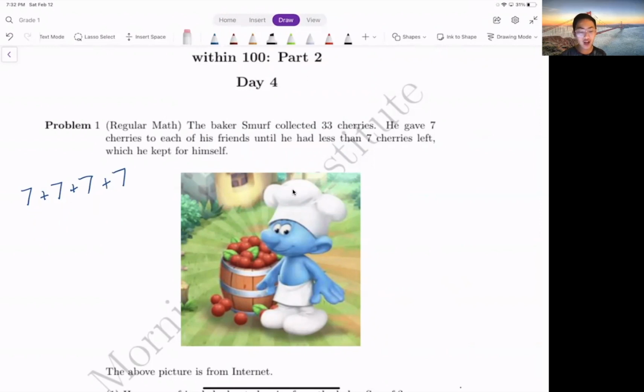And now let's subtract 1 seven, and what we're left with is 4 sevens added together, and we know that this is 28 because 7 plus 7 plus 7 plus 7 is 28. And because he collected 33 cherries, we have another 5 left over, and this should be equal to 33 altogether.